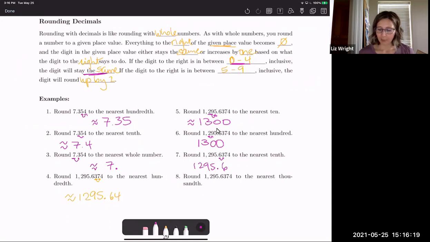And then the last one, it says round to the nearest 1,000. 10th, 100th, 1,000. Round to the nearest 1,000. Look to the 4. The 4 tells the 7 to stay right where it's at. So it's going to be 1,295.6.